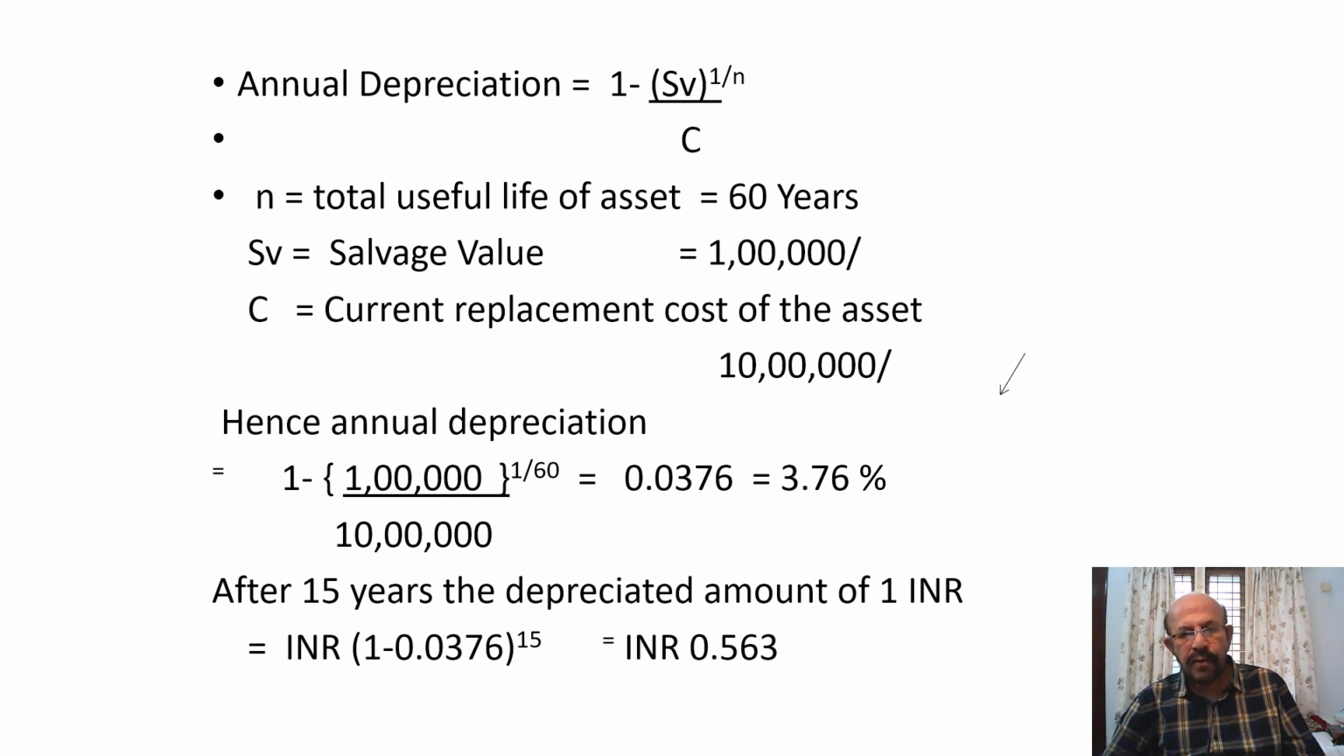So from this formula, 1 minus (SV divided by C) raised to 1 by n. N is equal to the total useful life, 60 years, salvage value 1 lakh, current replacement cost 10 lakhs. So it will become 1 minus (1 lakh divided by 10 lakh) raised to 1 by 60, which is equal to 0.0376, that is 3.76%.